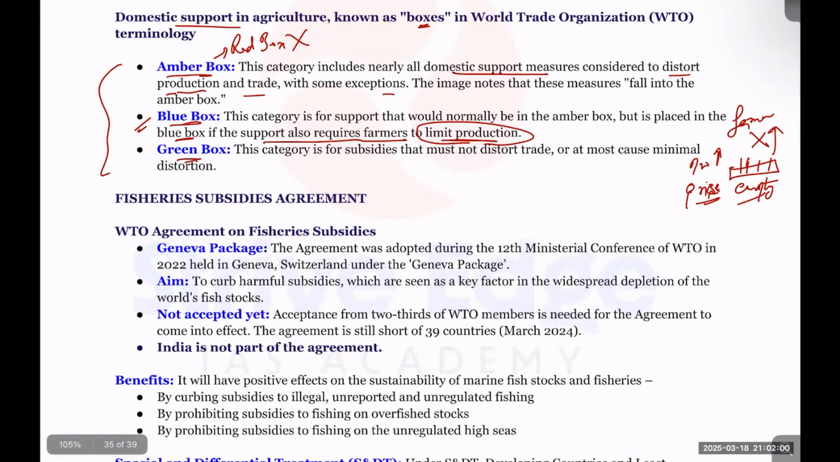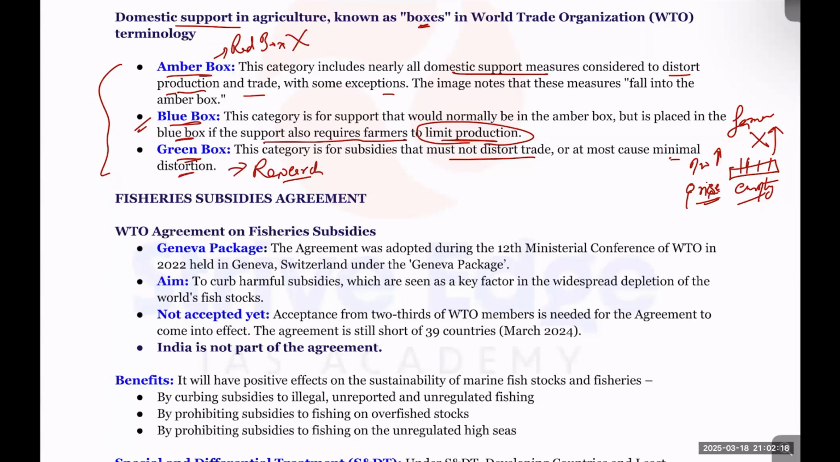And then the green box is subsidy that can be given, and it is given on non-distorting trade, or things which give minimum distortion. And what are the things that are included in this is research.